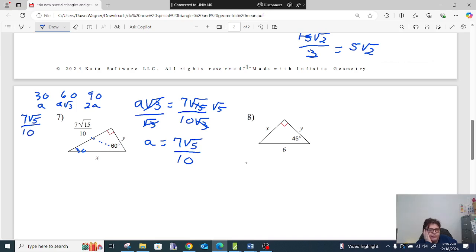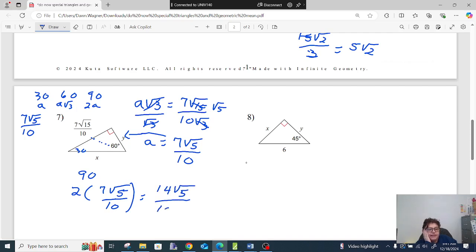We have across from the 60. So this would go right here. Now, for the 90, I have to take this a and multiply it by 2. So across from the 90 would be 2 times 7 square root 5 over 10. What's 2 times 7? 14 square root 5 over 10.